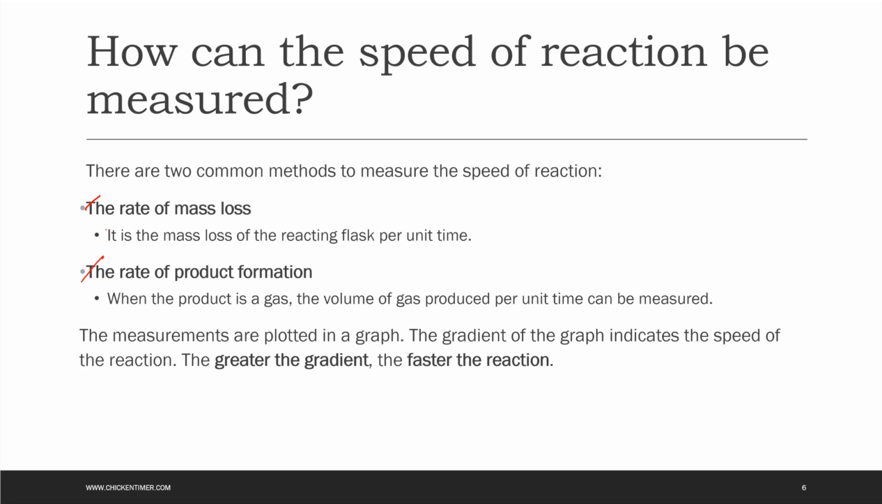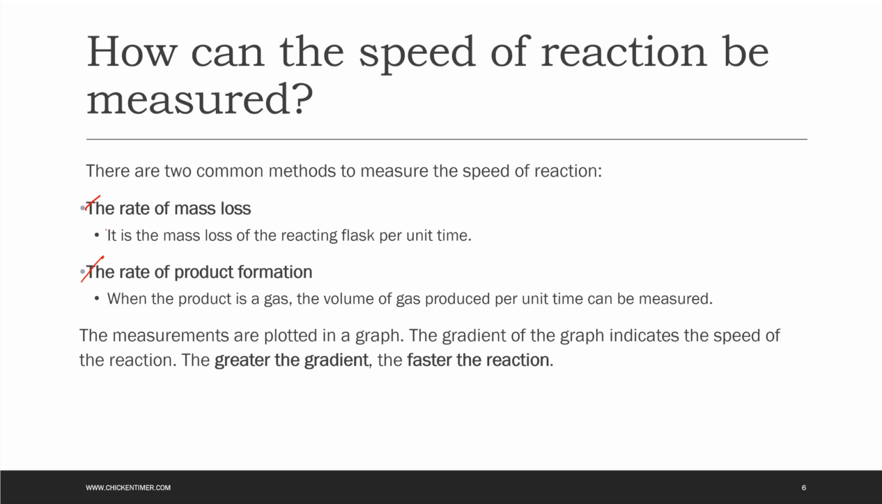Oh, why? Because there's gas? No, even if there's a gas escaping, you can still use mass loss. There's a catch. Whether to use mass loss or not depends on what gas is produced. Does it affect, like, some gas being heavier? If you have carbon dioxide gas escaping, then you can use mass loss. You can use rate of product formed, that is fine.